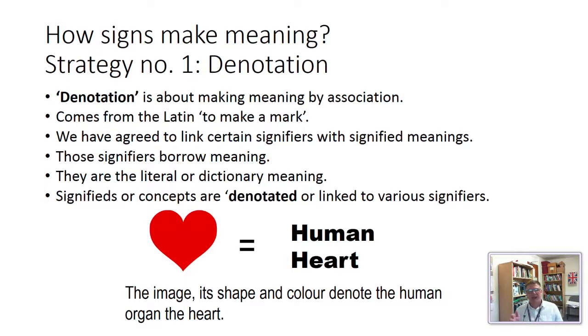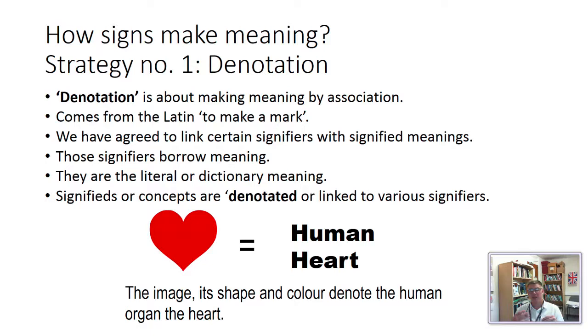So let's turn now to how signs actually make meaning. And I want to look at two key strategies here: denotation and connotation. And they work at different levels. So denotation is the first primary strategy by which signs make meaning. It's basically about making meaning by association. A sign means something else simply because we link them together.